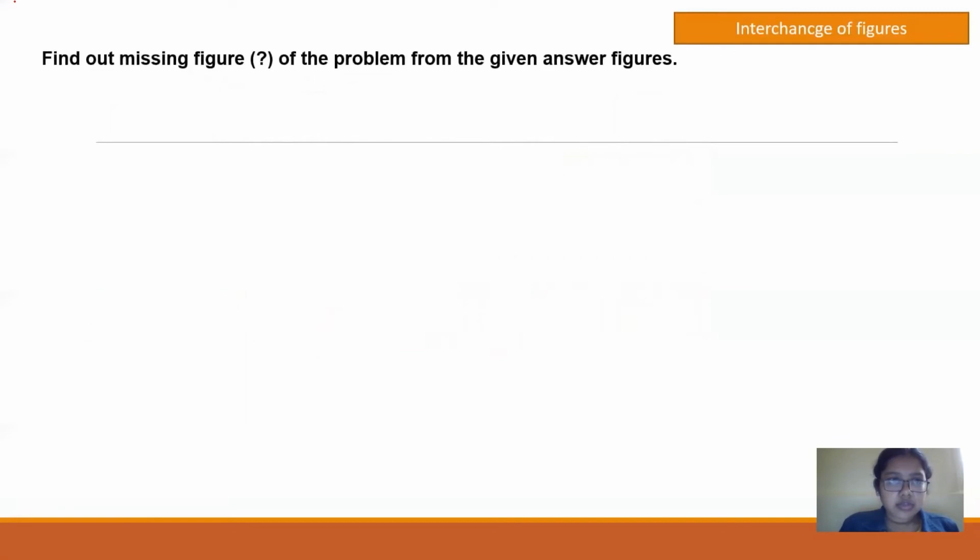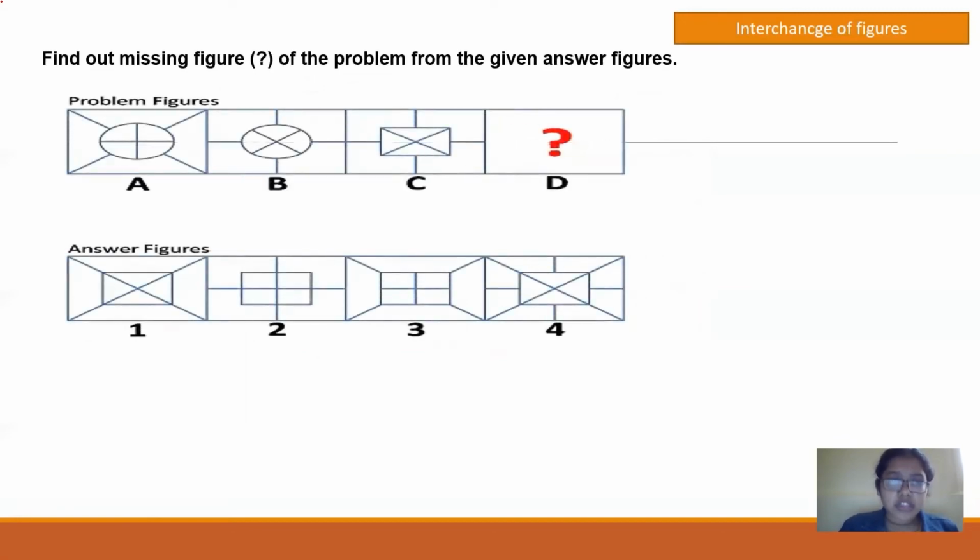Moving to the next question. Find out the missing figure. This is also a missing figure question, but it is a type of interchange of figures, which means the figures are going to interchange. Here, on the outer side, we have a multiplication sign, and in the middle, we have an addition sign. But in this figure, the addition gets to the outer side, and the multiplication, which was on the outer side, comes in. The figures are getting interchanged between themselves.